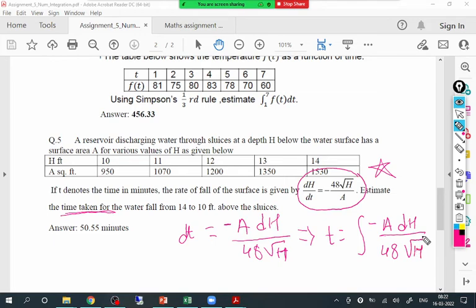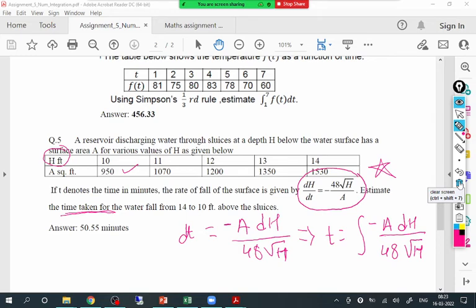Now values of h are given, but we cannot take these values directly as the y values. Instead, we have to calculate A upon 48 root h. This value we have to compute, and then we take these as y0, y1, y2, y3, and so on. That is the important part that you should know.